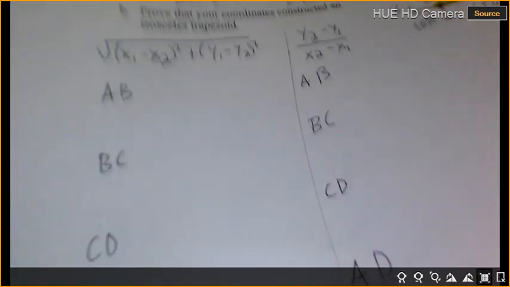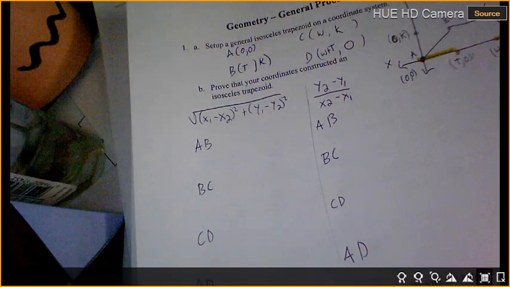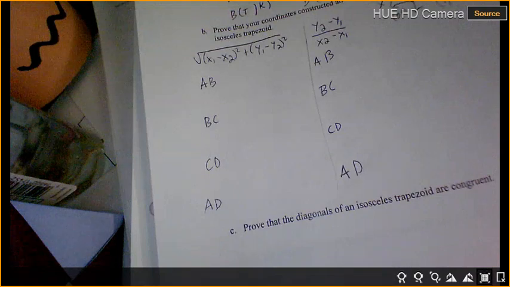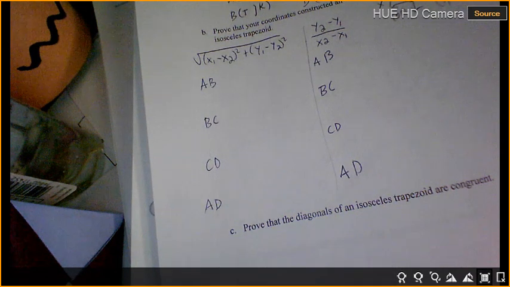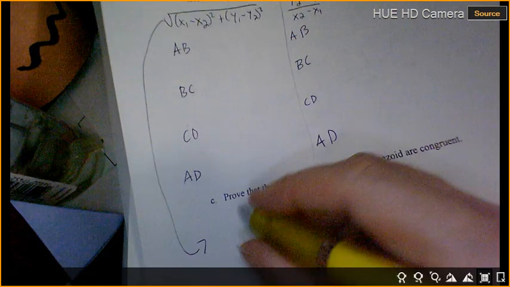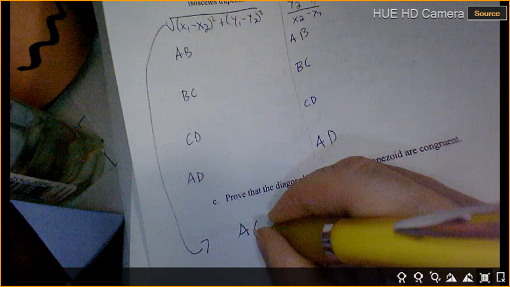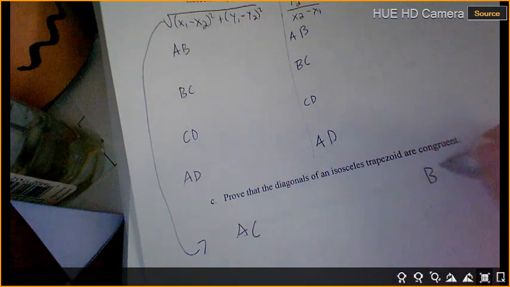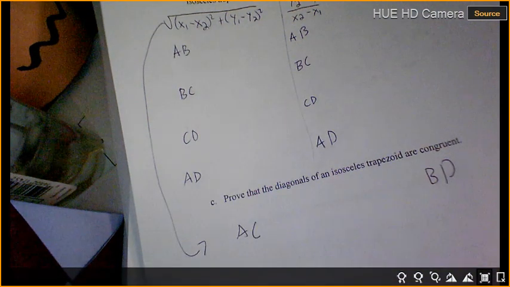I'm going to zoom out so I can show you more of this. And then at the bottom, part C, you're going to find the lengths of the diagonals. So you're going to use this formula right here for C. And you're going to find the lengths between AC and BD.